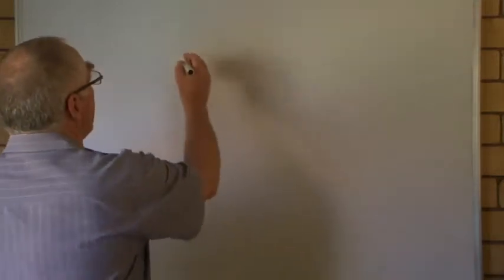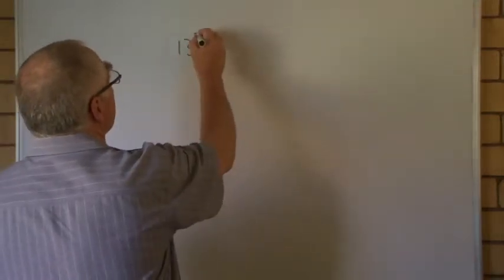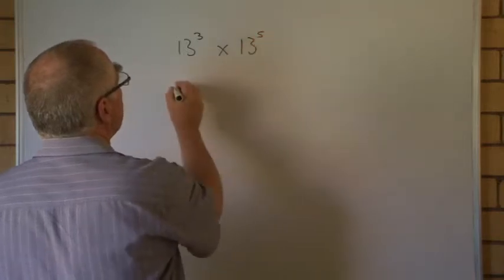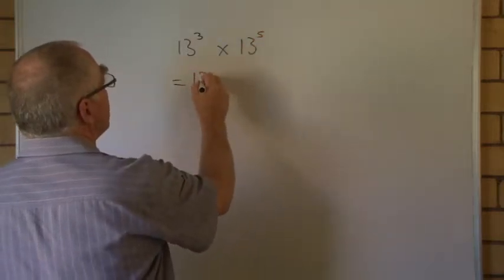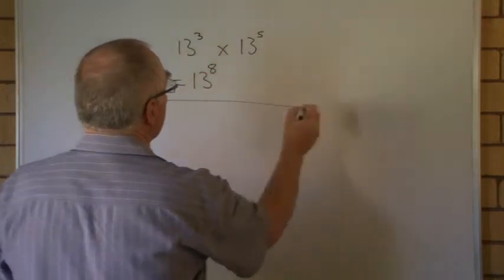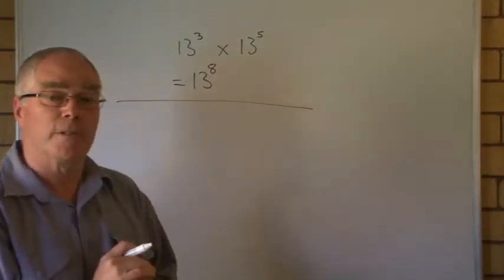You've just seen how, when you're multiplying two numbers with the same base and different indexes, you just add the indexes together. So if we have 13 to the power of 3 times 13 to the power of 5, that's going to be 13 to the power of 3 plus 5, which is 8. So that's very, very simple and straightforward.